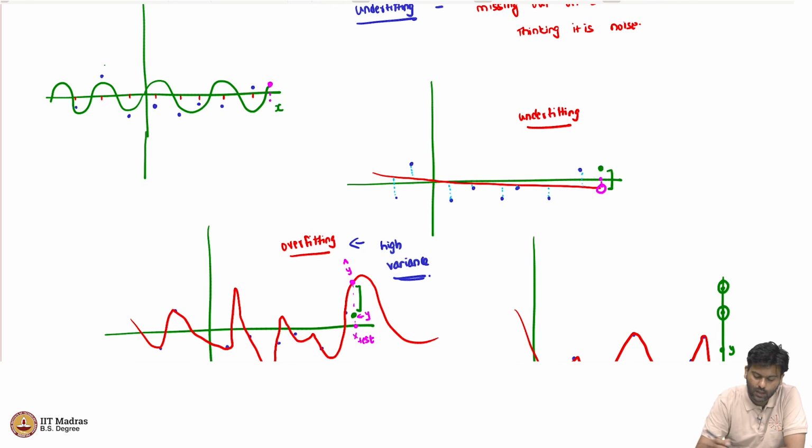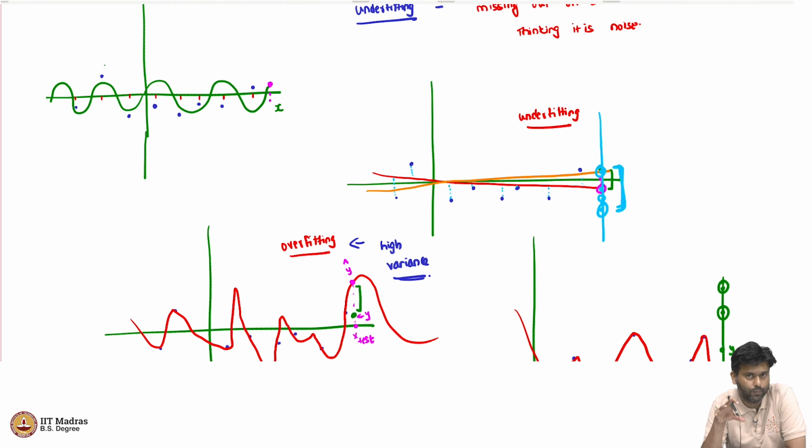Whereas, in the underfit case, even if the data changes a little bit, the best linear line is not going to change too much. Maybe it will change from here to somewhere here, maybe I will use a different color, a little bit here. If I change the data and redraw the samples, the prediction was here, now it is here, the next time it will be here, and it will only vary within a small region. The variance is low.